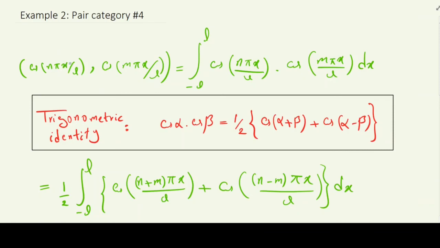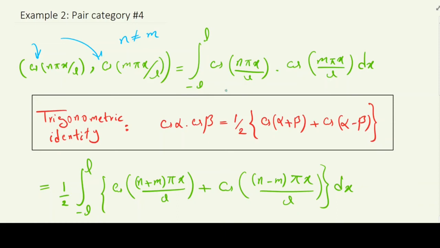Now let's look at the fourth scenario, in which both of the functions come from the cosine family. Since they're coming from the same family, n and m cannot be the same. By definition, this inner product is the integral of the product of these two functions, cosine n pi x over L times cosine m pi x over L dx, over the interval we are interested in, minus L to L.